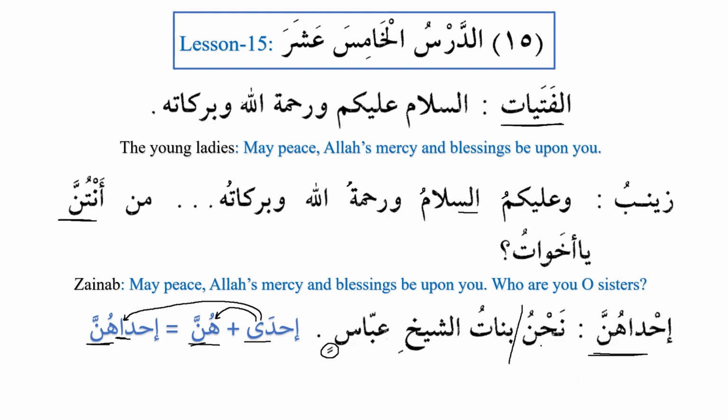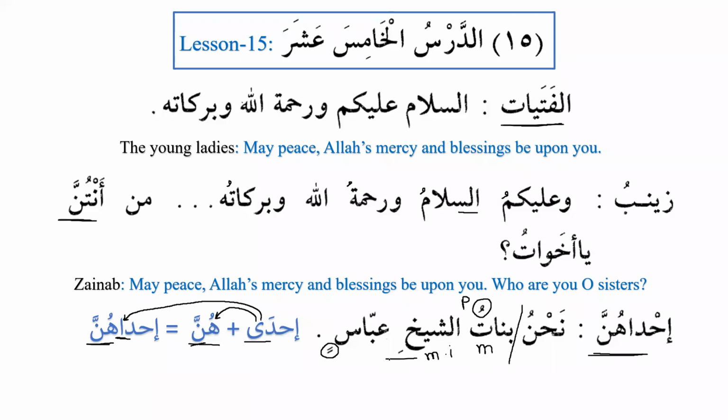We know that nahnu is the subject, and banatu is the predicate, and it is marfu because it is the predicate, and we know that the predicate is always marfu. And this is also mudaf. We know that mudaf depends on the situation, like how it is used. So here it is marfu. And ash-shaykhi is majroor because it is mudaf ilayhi. Okay, but why is Abbas majroor? Does anyone have any idea?